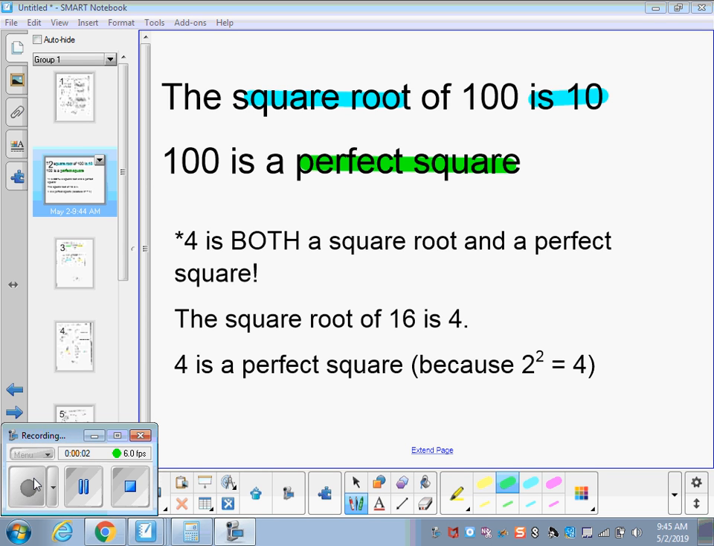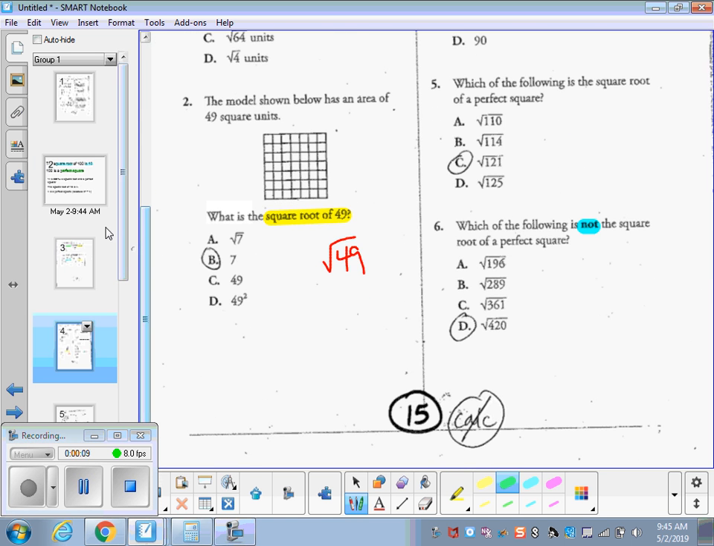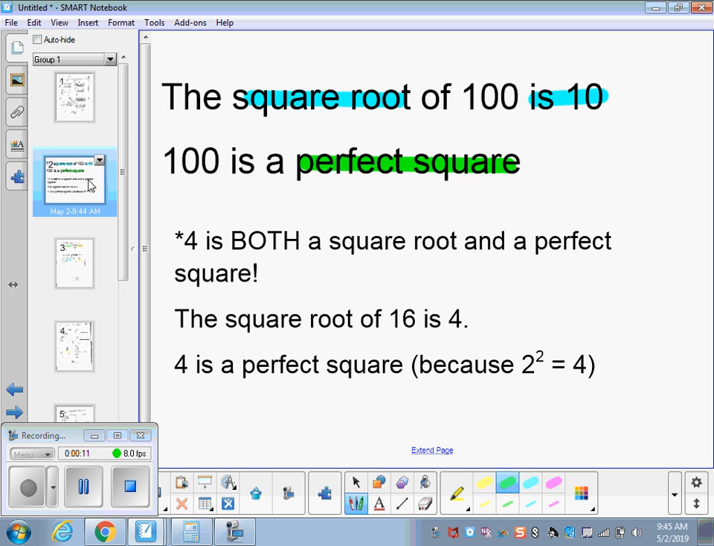So in this video, I'm going to review really quickly the difference between square root and perfect square, and then we're going to go through pages 14 and 15 in your packets. So this is a video for pages 14 and 15.